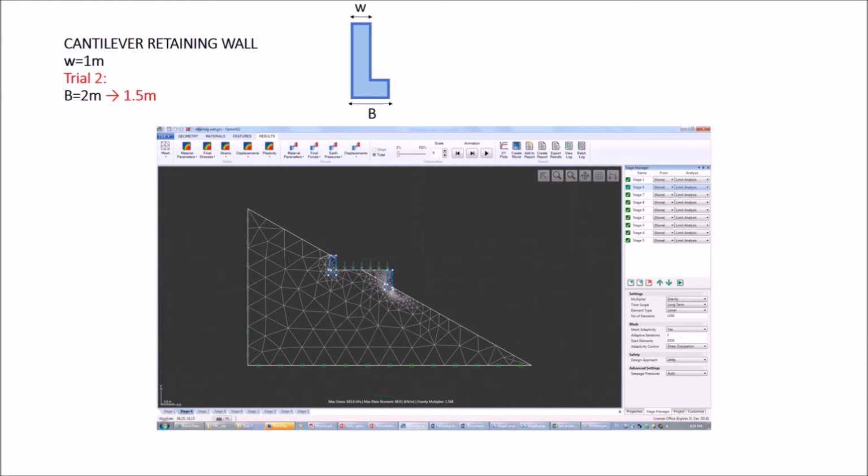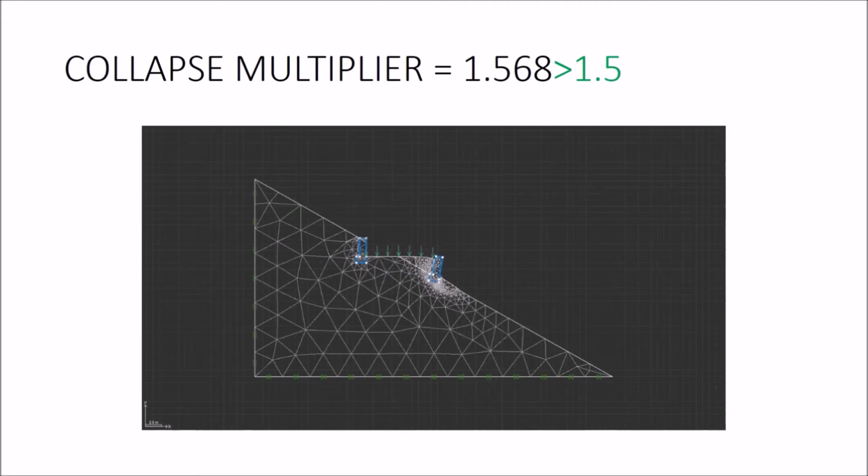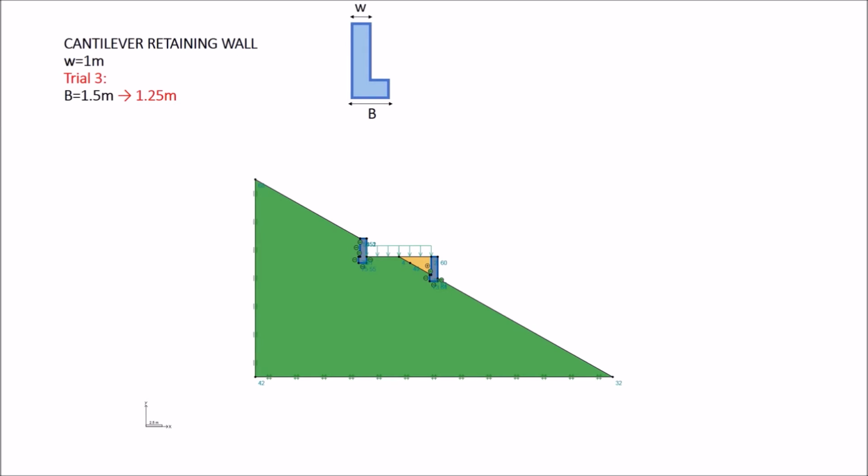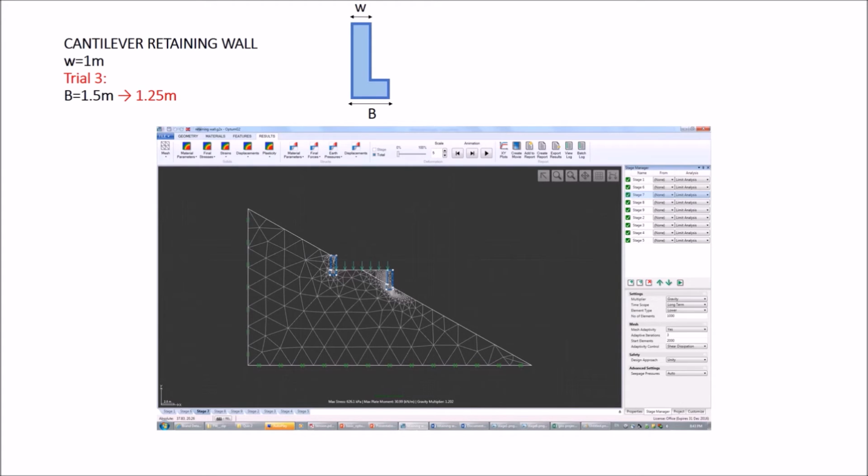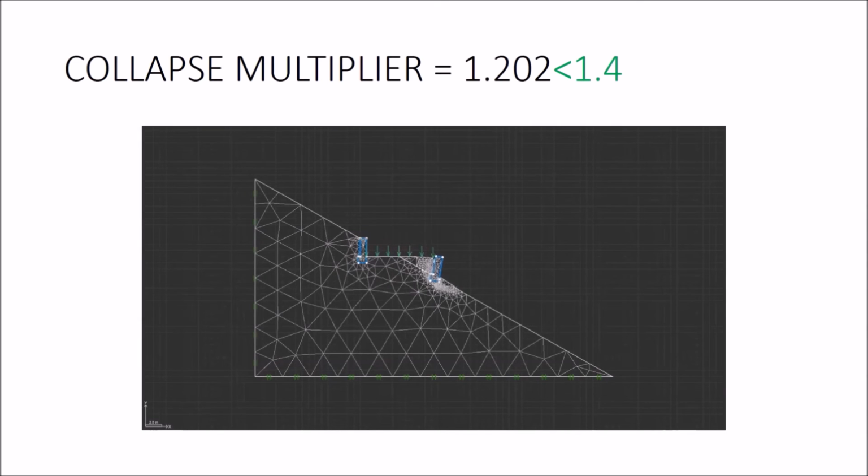And also using the optimum software, we can predict the failure mode and the collapse multiplier. The safety factor is 1.568, which is also larger than 1.5, and the predicted failure mode is the same as trial 1. So in trial 3, we decrease the lateral size B from 1.5 meters to 1.25. And we model that in optimum and run analysis, which is shown like this. The collapse multiplier is 1.202, which is less than 1.4.